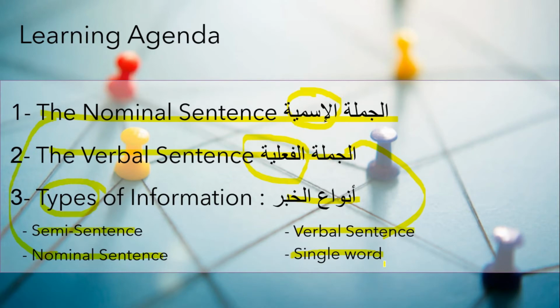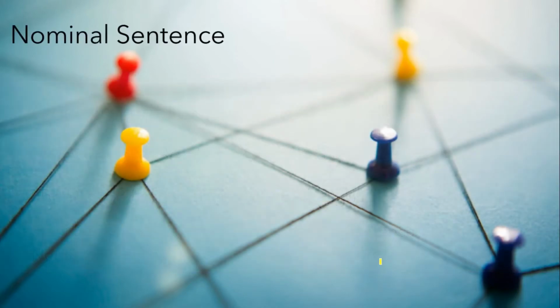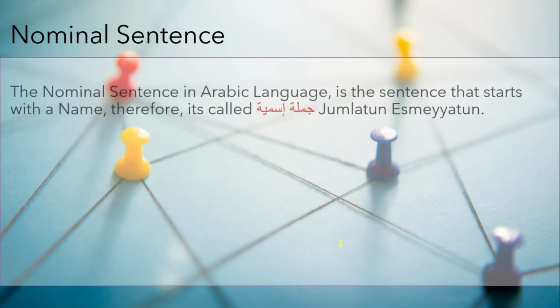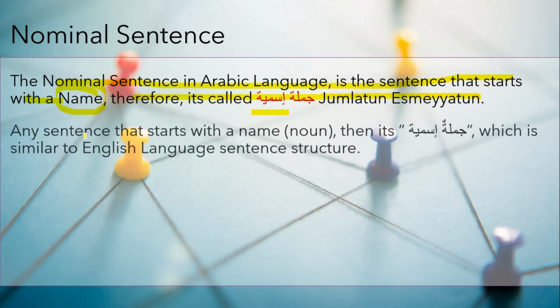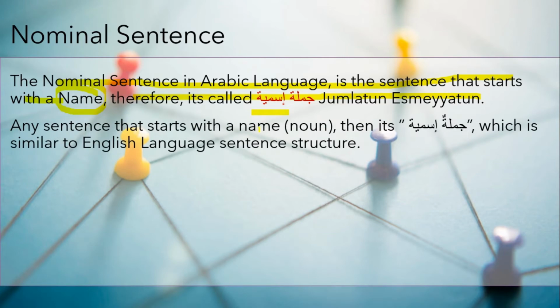This type of information has those four types. Let's start with the nominal sentence. A nominal sentence in the Arabic language is the sentence that starts with a name. We call it therefore jumlatun ismiya, a name sentence or a noun sentence.